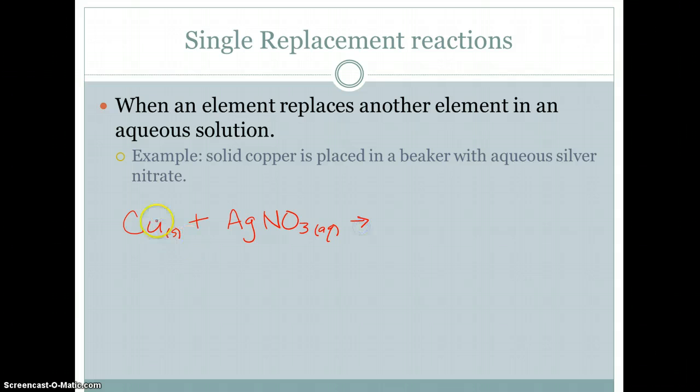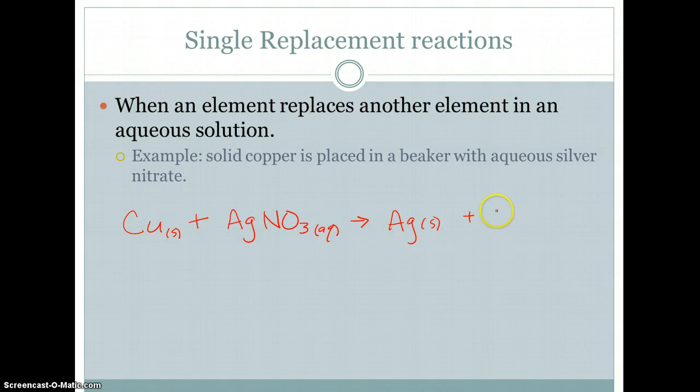So what happens is the copper is going to replace the silver in the compound because copper is more reactive than silver. It wants to be bonded more than silver does. So that means the silver gets kicked out. So solid silver metal would be one product, and then the copper is now going to bond to the nitrate.